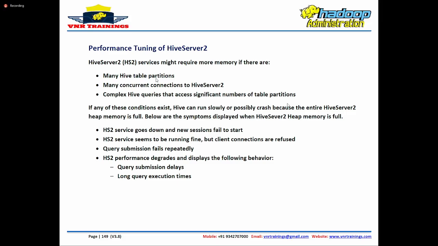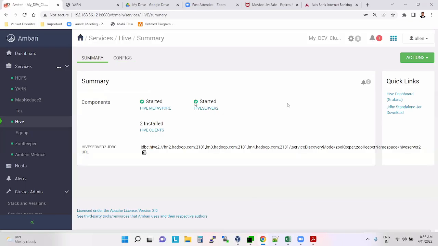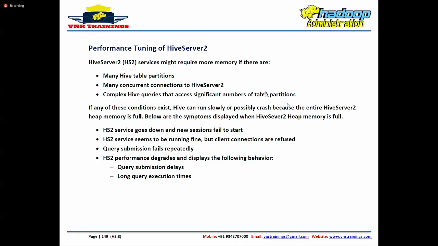Then, the HS2 service seems to be running fine, but client connections are refused. If you go to Ambari and look at HiveServer2, it will show green, but there are no new connections. The status will be shown as green, but if you submit a query, it will say unable to submit the query. It will say HS2 is too busy. If you see these messages, then you can say that HiveServer2 is running out of memory.